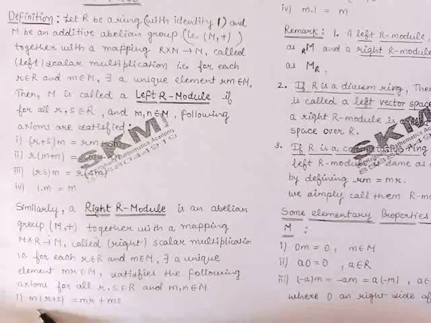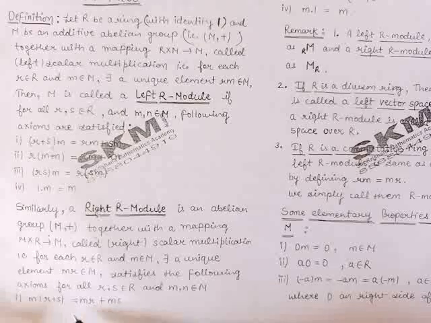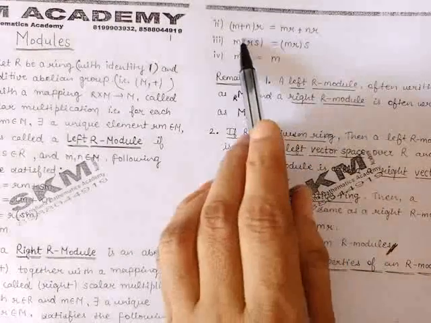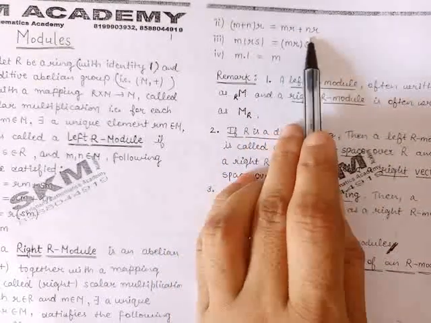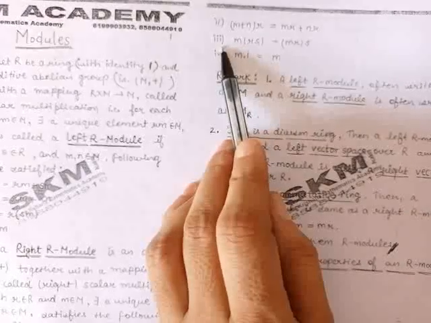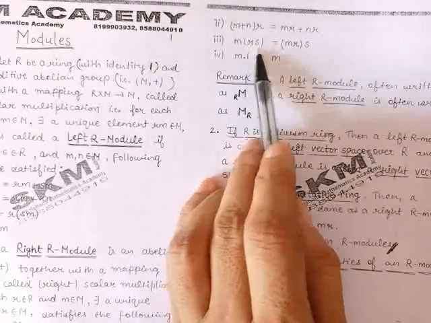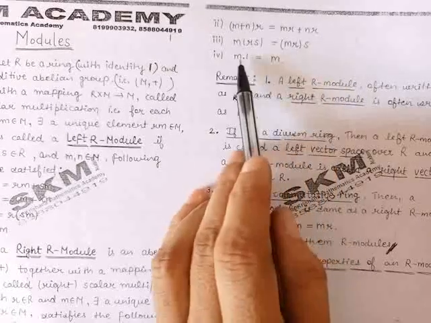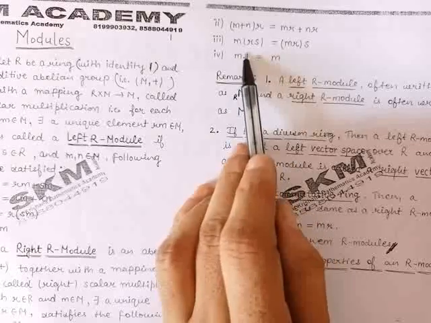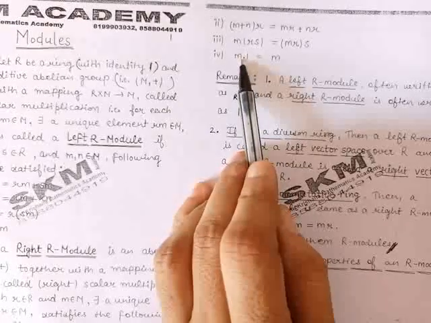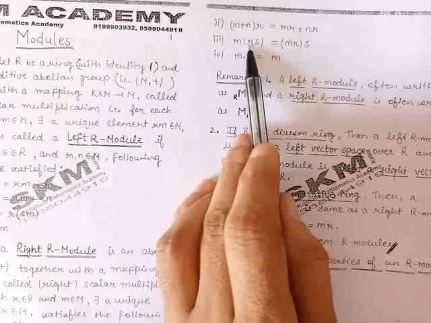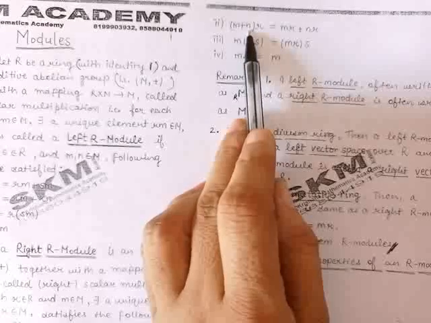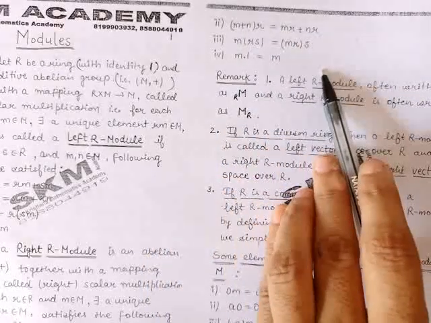First condition, m times (r plus s) is equal to mr plus ms. Second condition, (m plus n) times r is equal to mr plus nr. Third condition, m times (rs) is equal to (mr) times s. And if the ring has an identity element, then m times 1 is equal to m. This 1 is the identity element of the ring R. Here r, s are elements of the ring R, and m and n are elements of M.